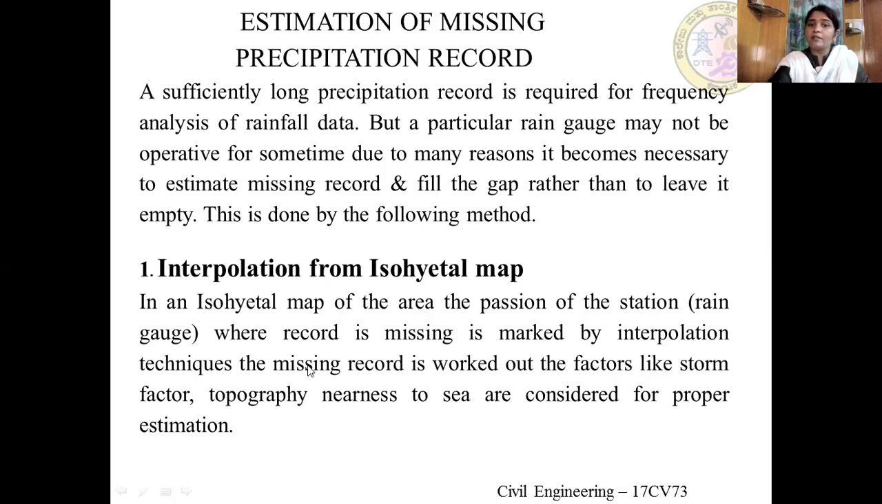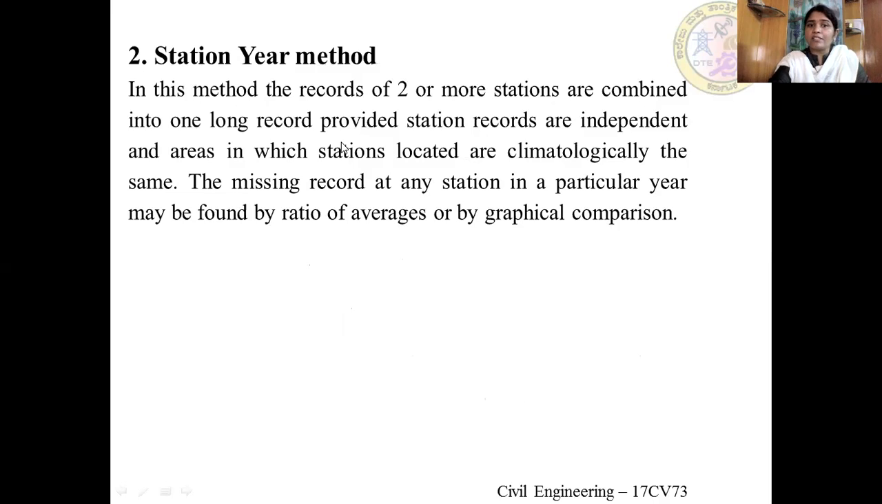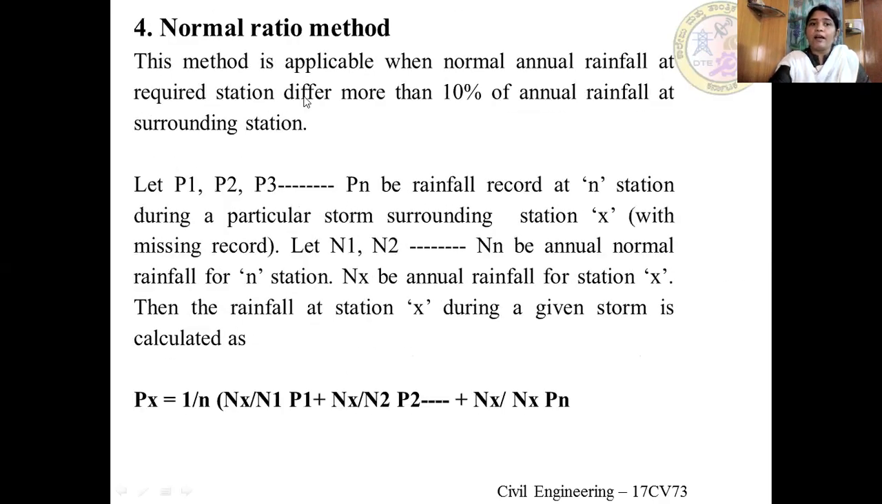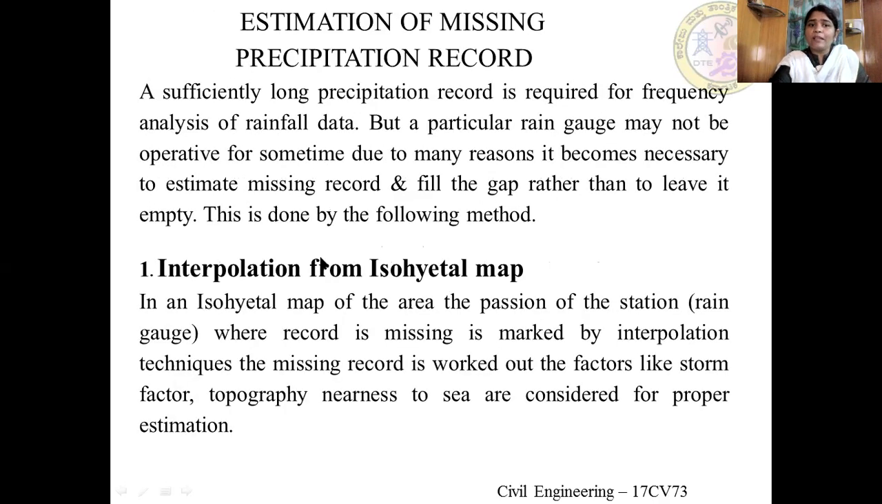Interpolation from isohydral method. Second one is station year method. Third one is arithmetic average method. And the fourth one is normal ratio method. So I'll just explain in brief about these three methods, but for your syllabus, you have normal ratio method.